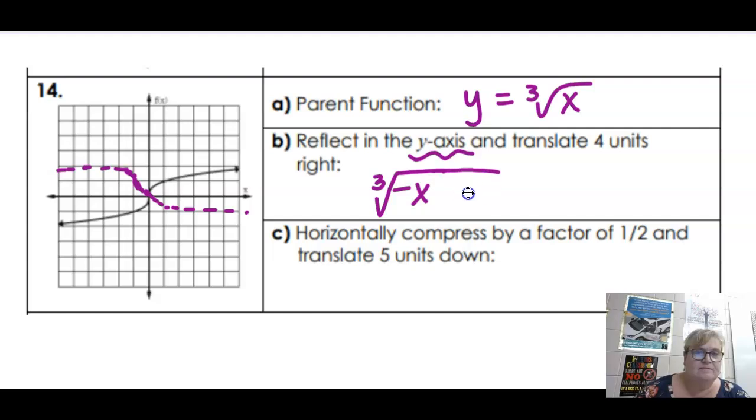Oh. 4 units to the right is a -4. I'm a little concerned whether we need parentheses here. I don't think we do. So I think we're good. We want it to show up 1, 2, 3, 4. We want it to show up over here. So let's try it.